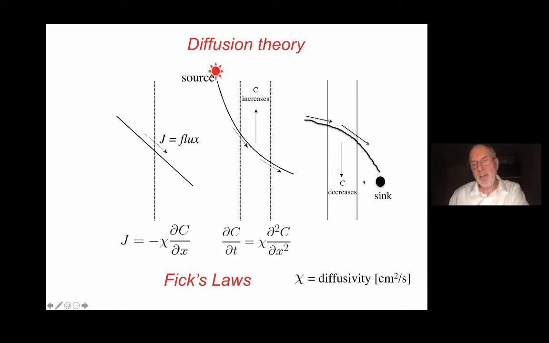If you have a sink near that layer, then the depletion of light from that layer is faster than the input of light, and therefore the concentration decreases with time. So the sink and the source cause problems for diffusion theory. But in the region where the gradients are rather shallow, then diffusion theory works very well.